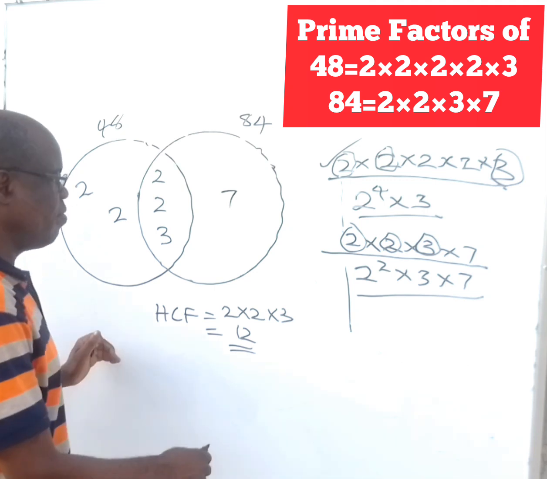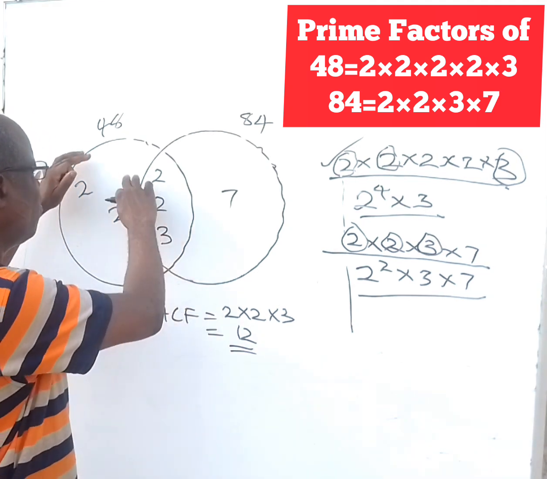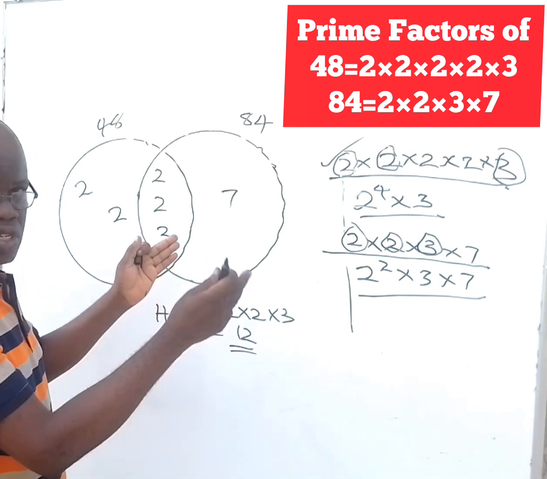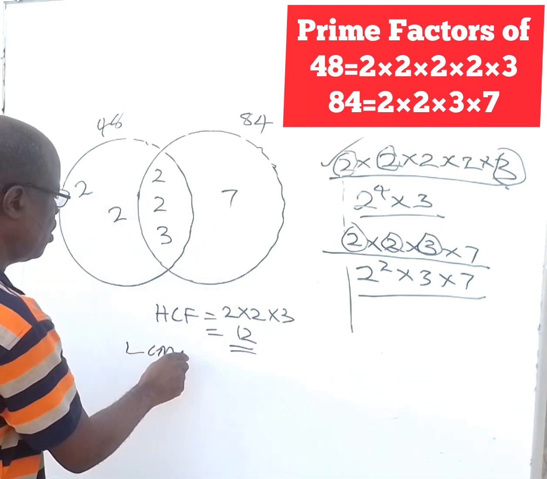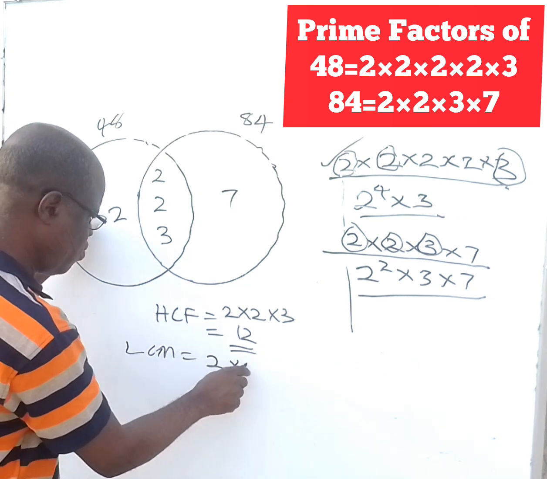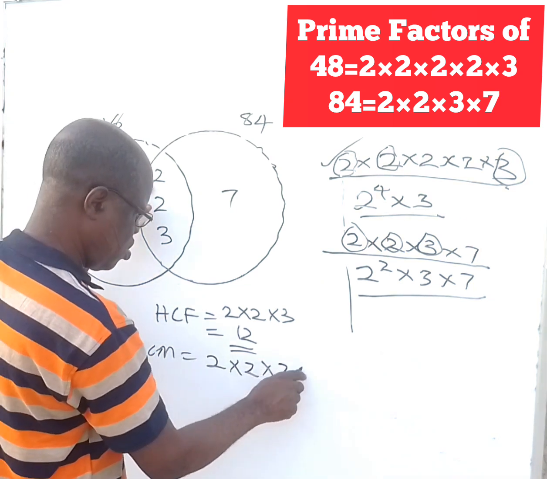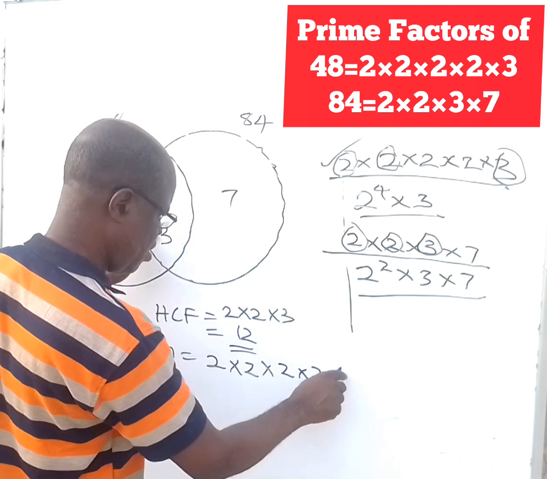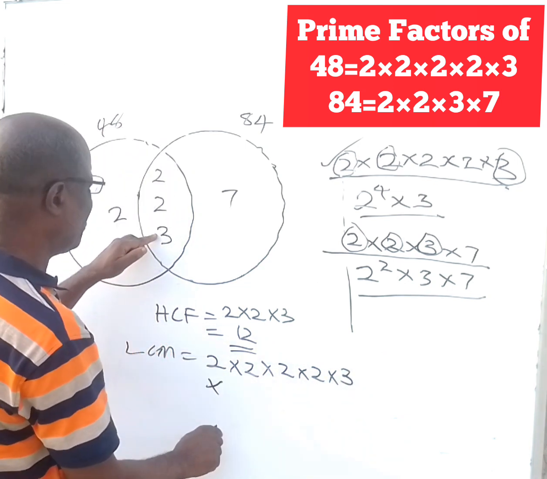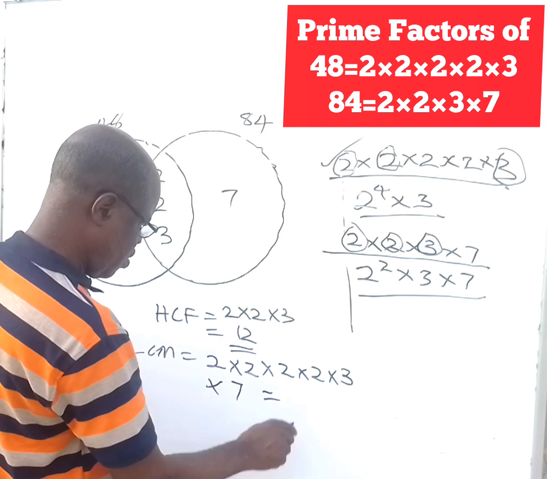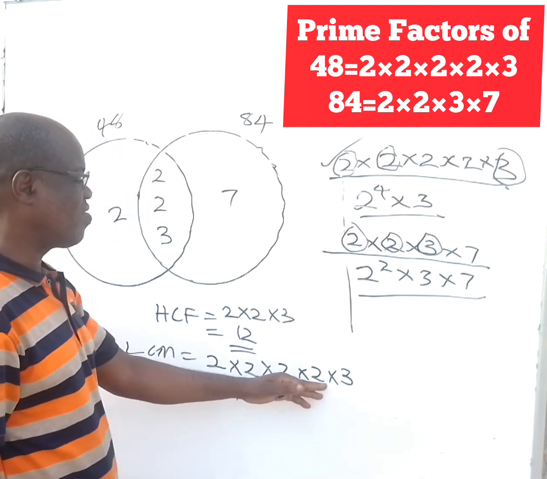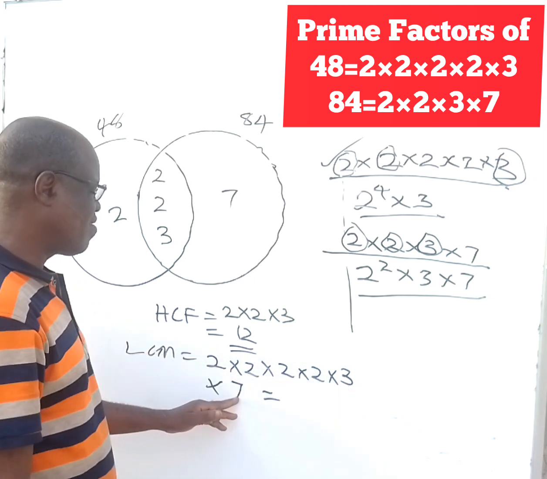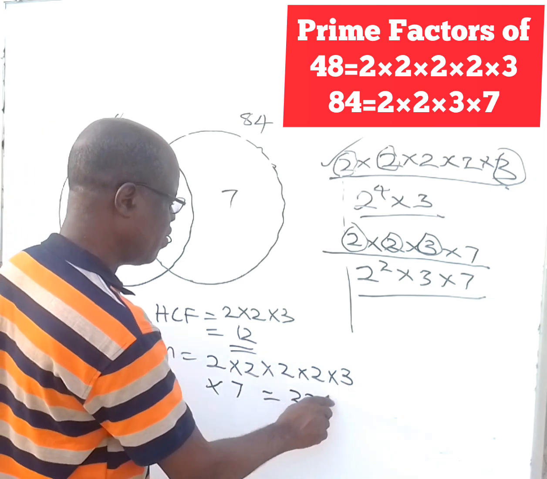So for you to find the LCM, in this case, we talk about the union of this circle and this circle, the union. So you write all these numbers out and multiply them. 2 times 2 times 2 times 2 times 3 times 7. So if you multiply this, 2 times 2 times 2 is 8, times 2, 16, 16 times 3, 48, 48 times 7, 336.